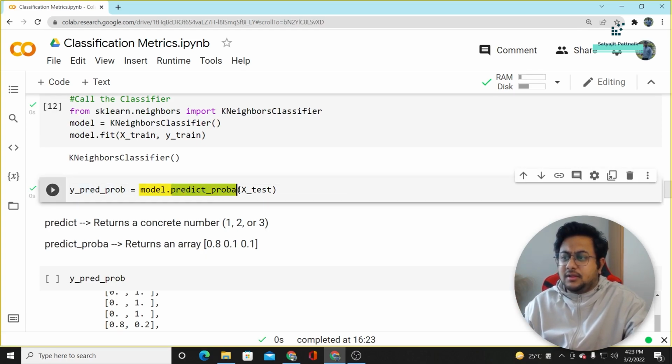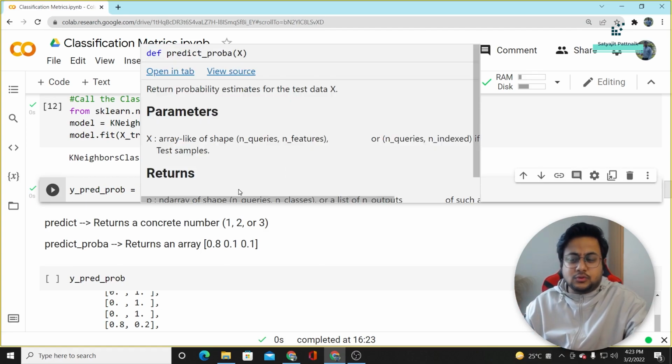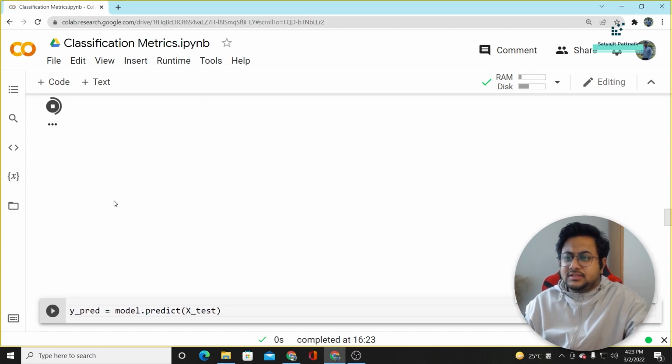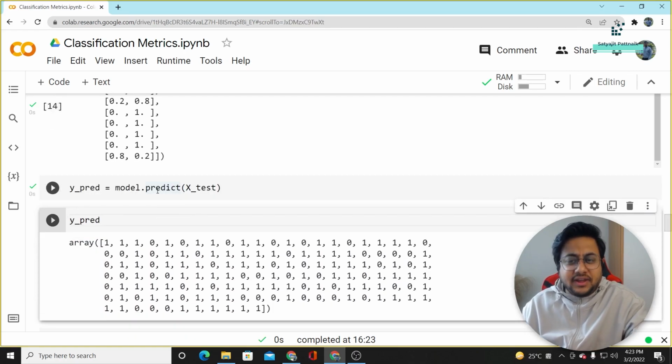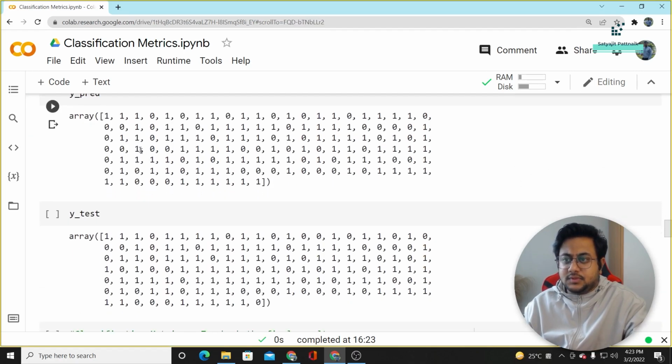Predict_proba is nothing but it predicts the probability values. And here, this is how the probability looks like. I'm also doing model.predict on the testing data.